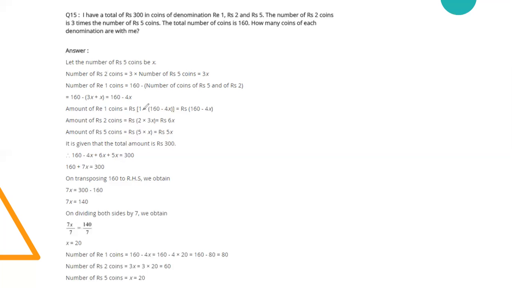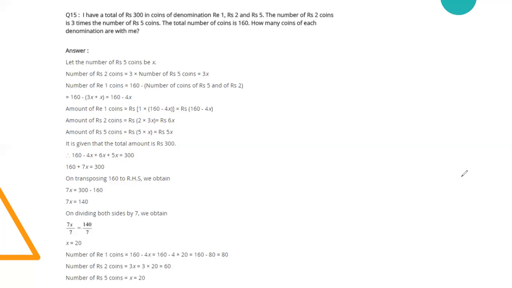Now, let us clearly write down the amounts for the rupees 1 coins, rupees 2 coins and rupees 5 coins. So how do we write that down? 1 multiplied by (160 minus 4x), right? So that gives us 160 minus 4x itself. Now, similarly, we do the same with the 2 rupee coins, that is 3x multiplied by 2, which gives us 6x. So 3 into 2 gives us 6 and x is written as it is. Similarly, for the 5 rupee coins, the number is x, so x multiplied by 5 gives us 5x.